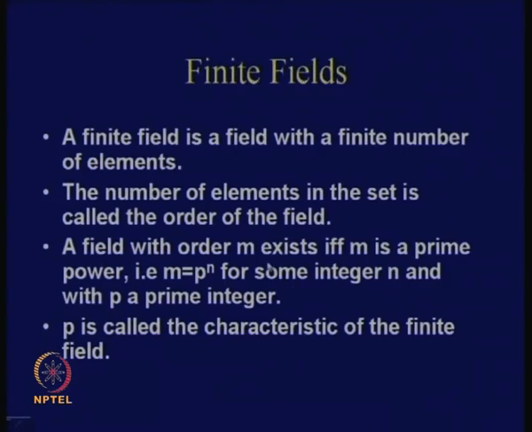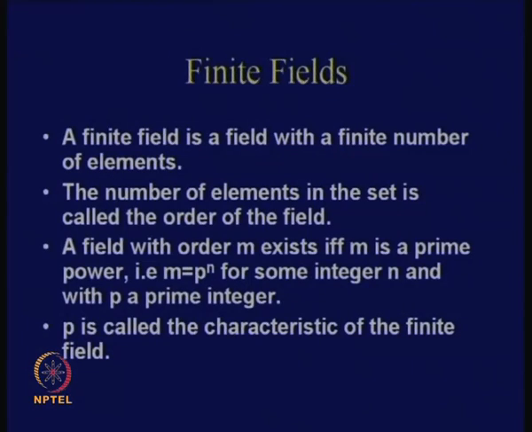A field with order m exists if and only if m is a prime power, that is, m is equal to p^n for some integer n, where p is a prime integer. In finite fields, we refer to this variable p as the characteristic of the field. As we shall see in our discussion on the AES algorithm, the characteristic of the finite field of AES is p equal to 2. So we shall find that the internal field of the Rijndael algorithm, or the AES algorithm, is GF(2^8).